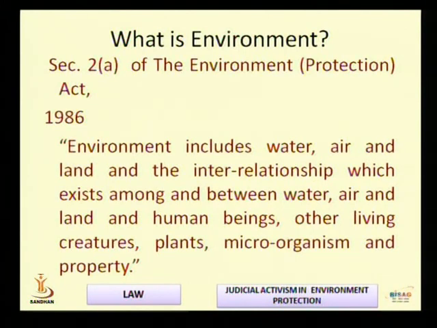So when this interrelationship is disturbed, it causes pollution. So what pollutes the environment? The pollutant pollutes the environment. This is known as environment pollution. Environment pollution is also prescribed under section 2 clause C, that if the presence of an environmental pollutant is found in such environment, it is called environment pollution.